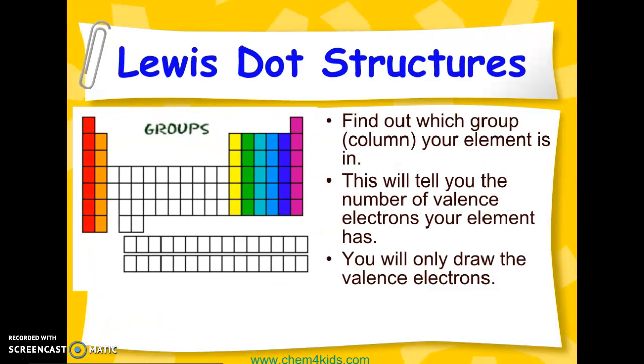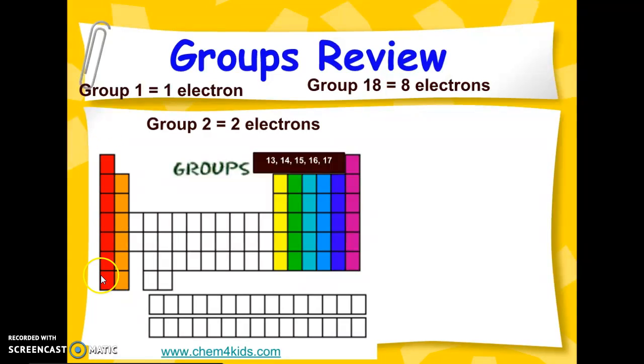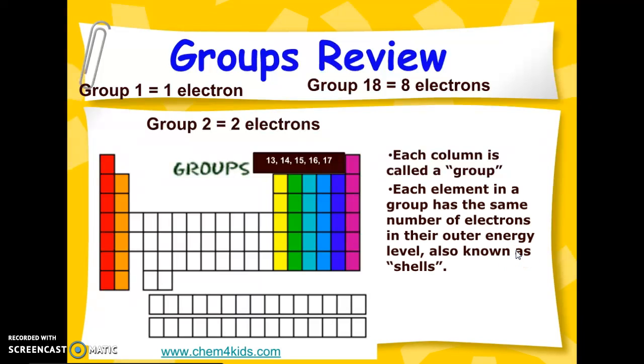To figure out valence electrons, you need to find what group or family or column your element is in. That's going to tell you the number of valence electrons that specific element has, and again, you'll only draw those. So if you look, Group 1, for example, has 1 valence electron. Group 2 has 2 valence electrons. The transition metals, we kind of skip those, and we just jump over to this other group over here, starting with 13, 14, 15, 16, 17, 18.